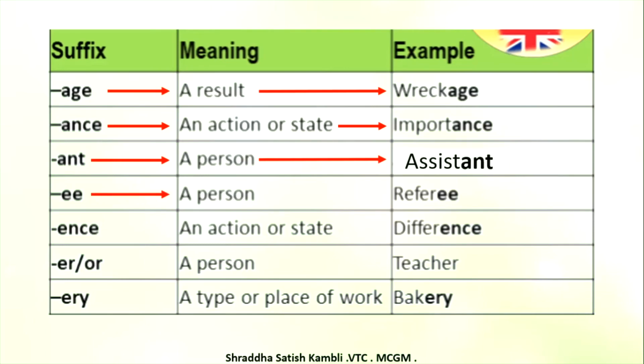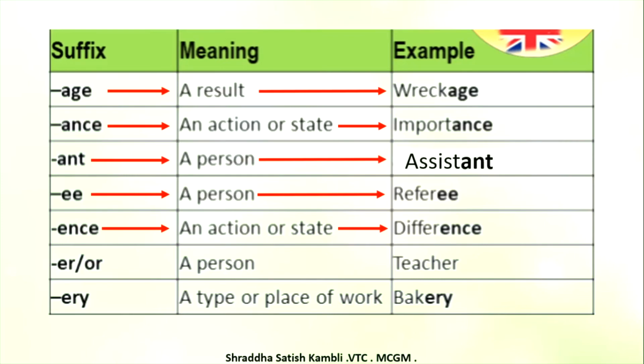For example, a person who does the work of managing a match of, say, football. That person is called a referee. Okay. Then you have ENCE, which also means an action or state. For example, difference. When you add ENCE to differ, it becomes difference.